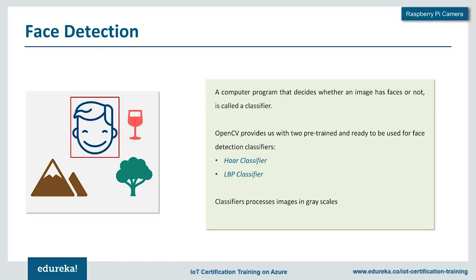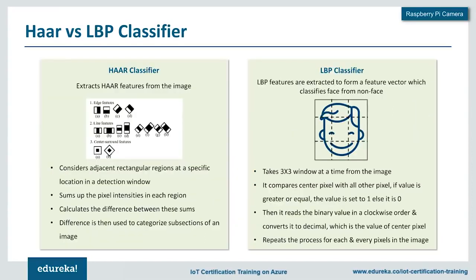Now one thing that you need to keep in mind while you're working with this is that the classifiers themselves process the image in grayscale as well, because it gives the machine more clarity on whether to classify it or not. When I talk about each of the classifiers, whether the HAAR classifier or the LBP classifier, each has its pros and cons. So let's try to understand this.